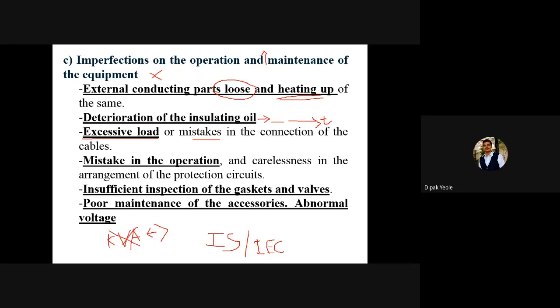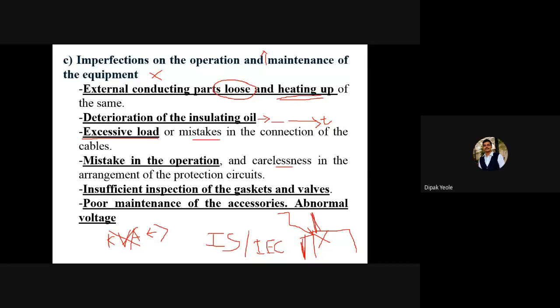For mistakes in operation, it means carelessness in the arrangement of the protection circuit. I told you that whenever we are using a lightning arrestor, we have to put the lightning arrestor above the height of our transformer. If we put a lightning arrestor below the height of our equipment, then obviously the lightning will hit your transformer. So there is no point of having the lightning arrestor for protection. Yes, so there is a revenue loss.